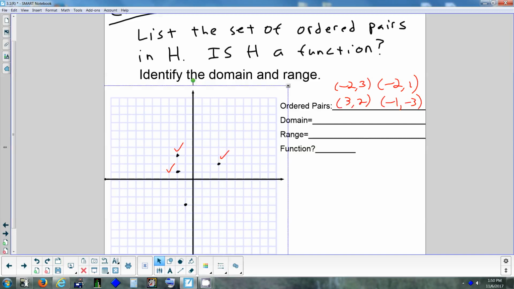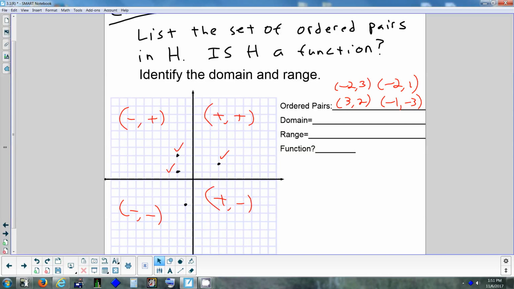Any point that's in this area is a negative, negative. Any point that's in the upper right is a positive, positive. Any point in the upper left is a negative, positive. Joe, what would be the coordinates in the lower right? In the lower right, it's a positive, negative.